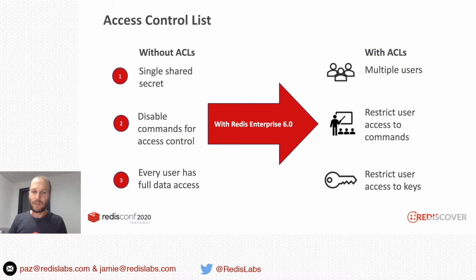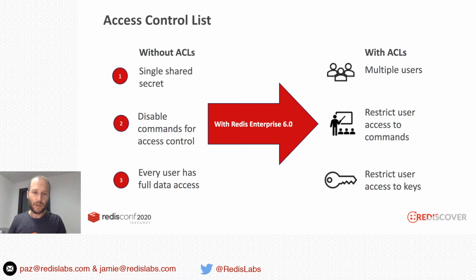Until Redis 6, we had a single shared secret, one generic user that can connect to the database with or without a password. In Redis 6, with ACLs, we can have multiple users for different personas and use cases. Each user can have different permissions and personal passwords.